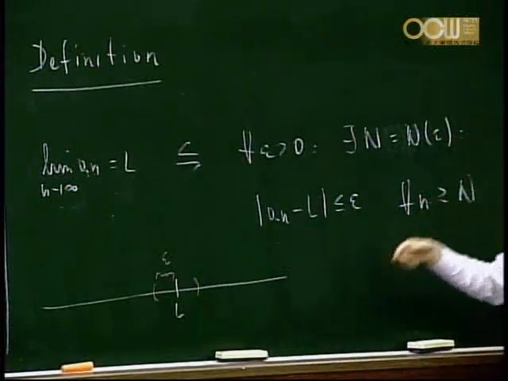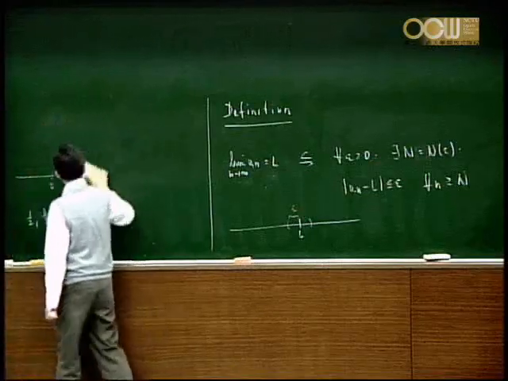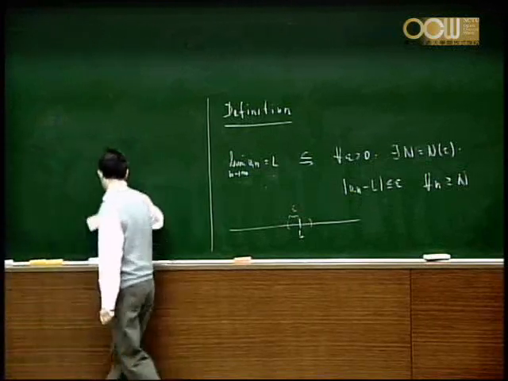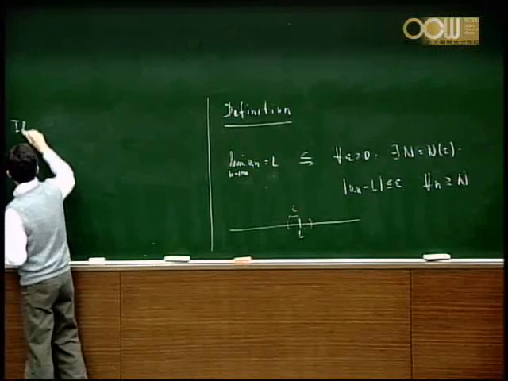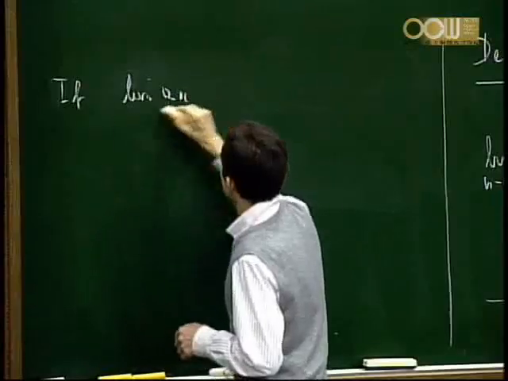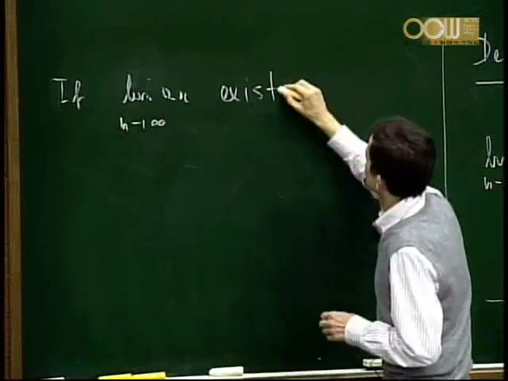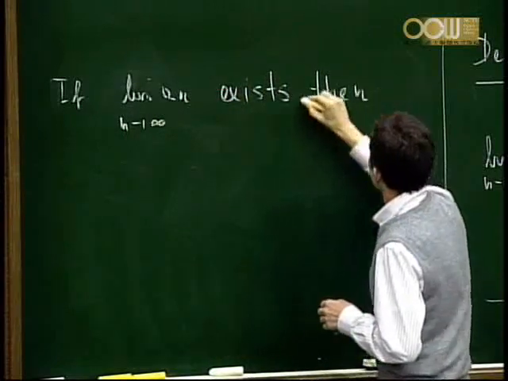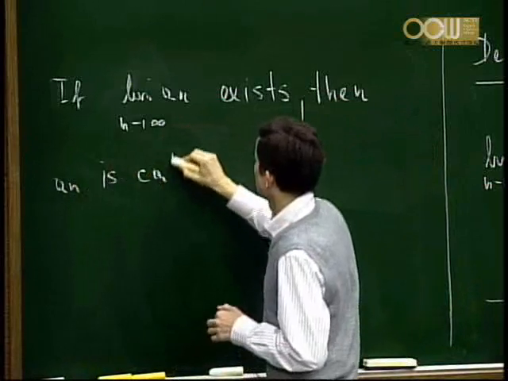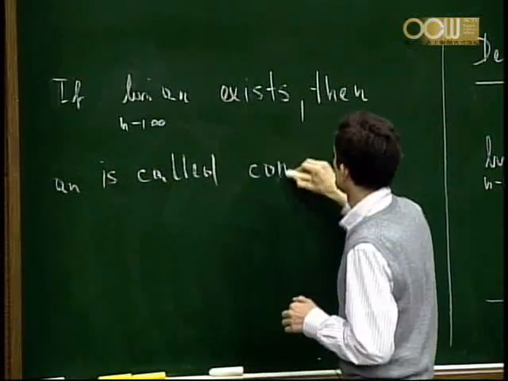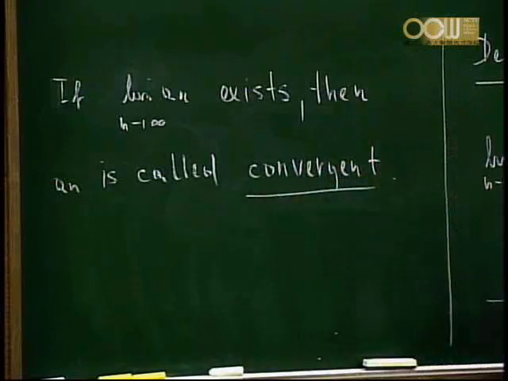Now, if the limit exists, we will call the sequence convergent. Otherwise, the sequence will be called divergent. So if the limit of a of n as n tends to infinity exists, then the sequence is called convergent. Otherwise, it's called divergent.